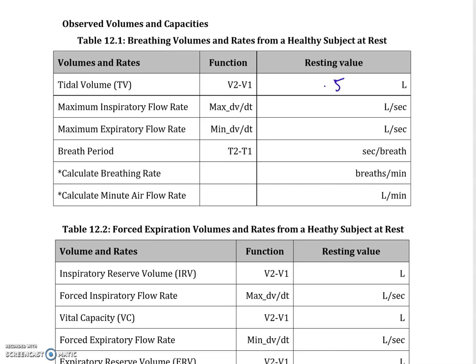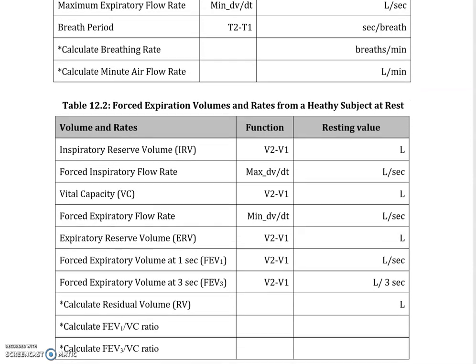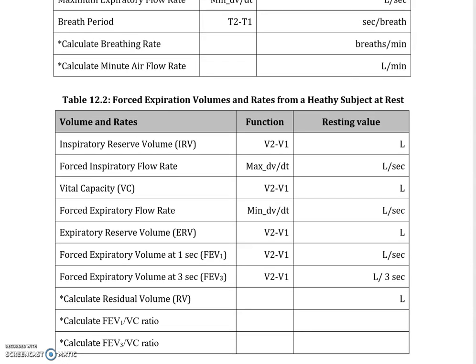And then your maximum inspiratory and expiratory flow rate, you obviously weren't able to measure that. Breath period, that's how long one breath takes. So let's say we take 5 seconds for one full cycle of inhaling and exhaling.